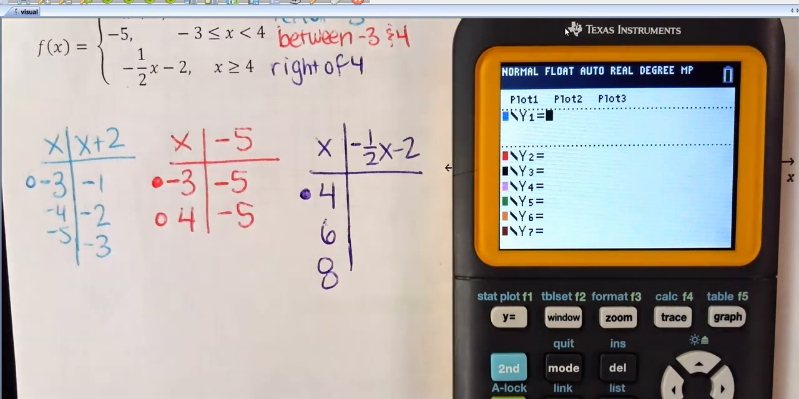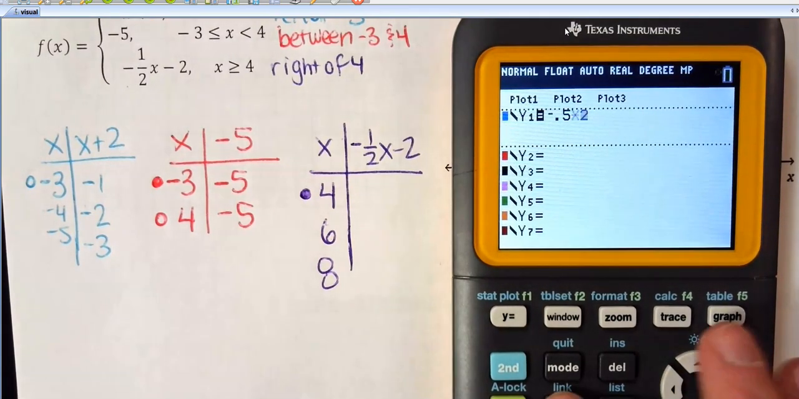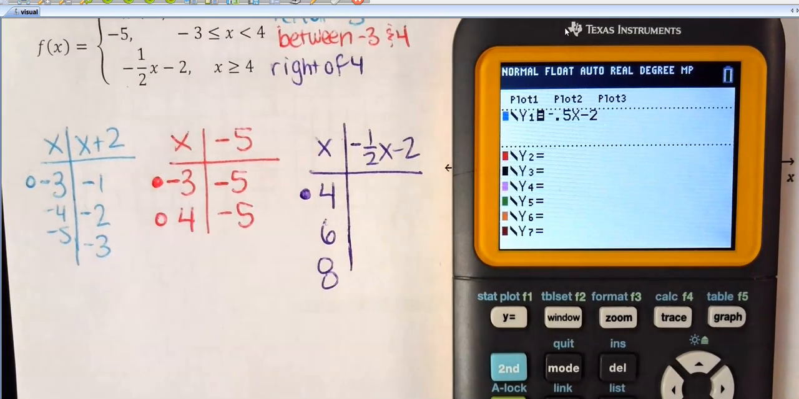Now, very, very important. If you're doing a negative as your very first term, so I've got -1/2, make sure you use the negative key under the 3. Don't use the subtraction sign because the calculator doesn't like that. So I'm just going to do -0.5 and then x, and then minus 2. When you do the minus 2, you want to use the subtraction key. But the negative key has to be used if that first term is negative, instead of the subtraction sign, or it won't do it right.